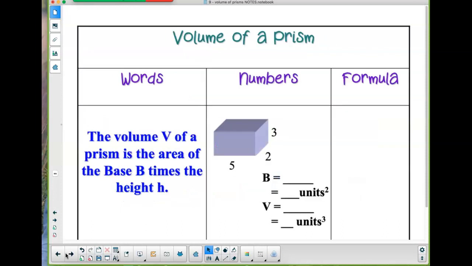Okay, so here is what we're going to write down for formula. So this should be on your packet, this third slide. The volume of a prism is the area of the base times the height. Okay, where it says formula, I want you to write this. V equals capital B times H. Has to be a capital B. There's a difference between a capital B and a lowercase b. Okay, so V equals capital B times H.